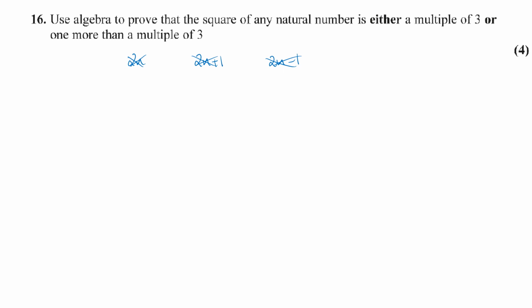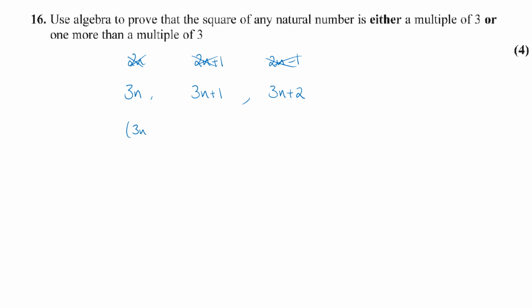So we say that every number can be either 3n, 3n plus 1, which is 1 more than a multiple of 3, or 3n plus 2. Now 3n plus 3 would get us back to a member of the 3 times table. So every natural number could either be written as one of these. That covers all the numbers that are natural numbers. Natural numbers just start at 1 and just do counting numbers going up.